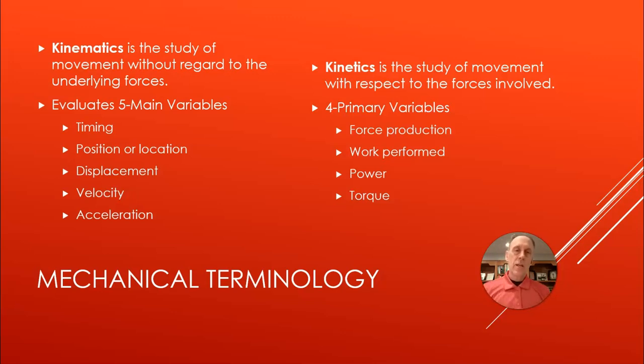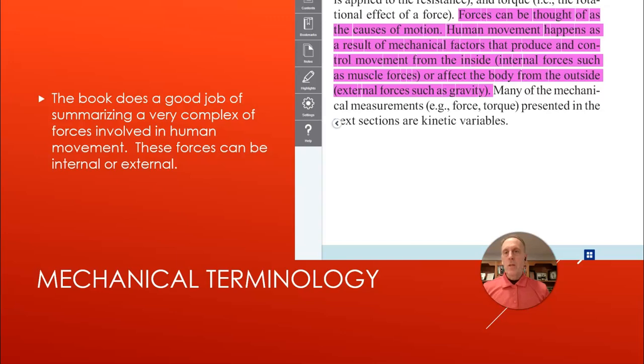On the other side of this, we're looking at kinetics, which is a study of movement with respect to the forces involved, and it could be the forces produced, work performed, the power, or the torque involved with the movement pattern. The book does a really good job of narrowing this complex process down in this passage. Forces can be thought of as the causes of motion. Human movement happens as a result of mechanical factors that produce and control movement from the inside, which are the internal forces, such as muscle force, and or affect the body from the outside, which are external forces.